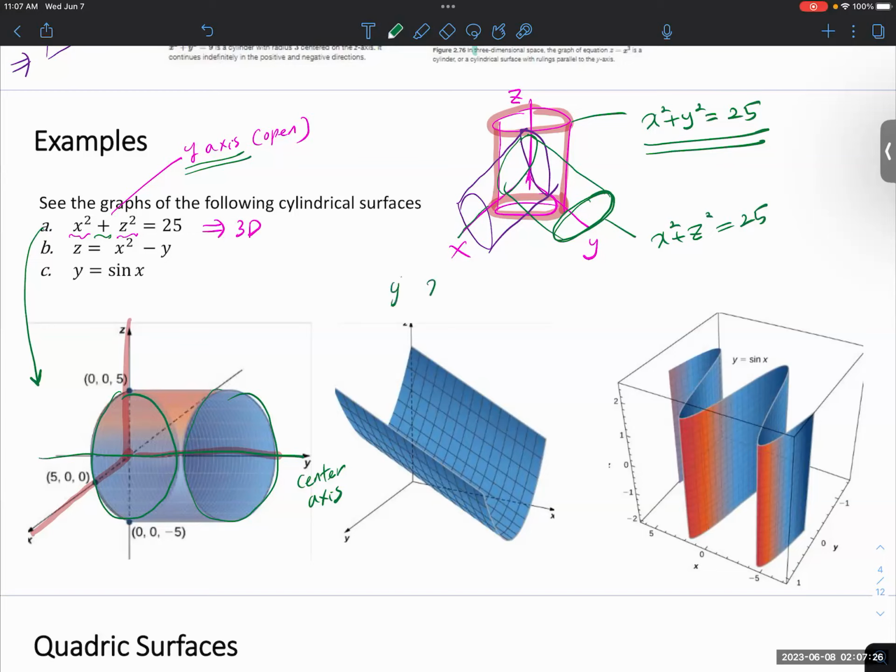So there are a couple of ways you can draw the cylinder, depending on the center axis. So that's how you can think about it.